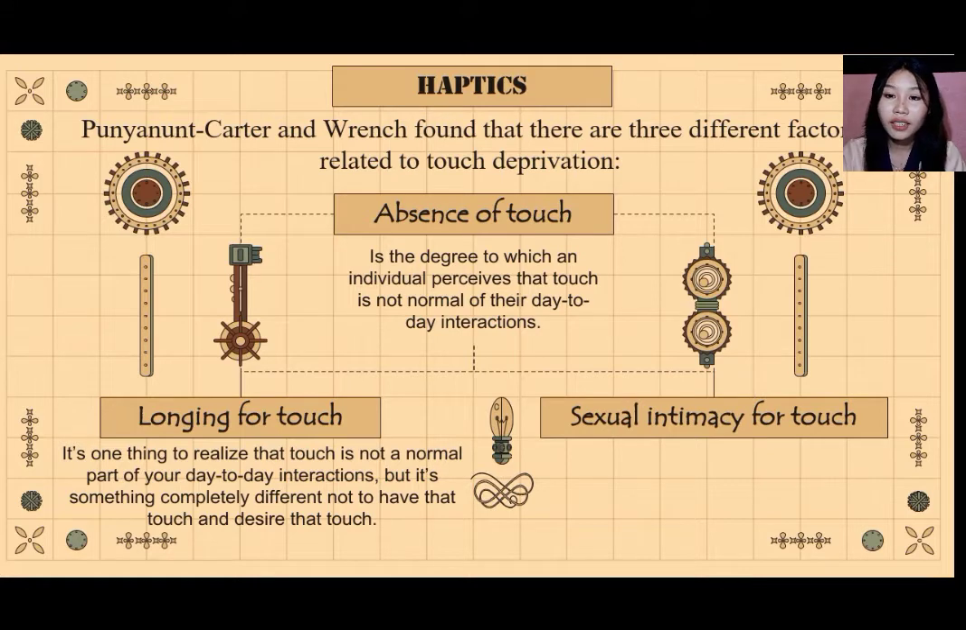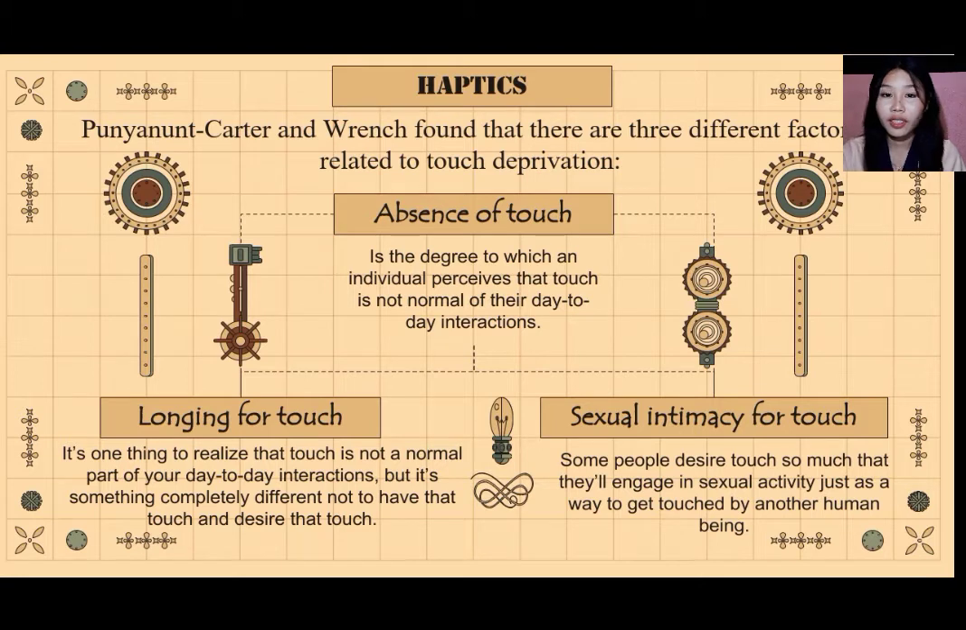Then we have sexual intimacy for touch. Obviously, these types of situations can be risky because they involve sexual contact outside of an intimate relationship. In fact, hooking up can be detrimental to someone's psychological well-being.